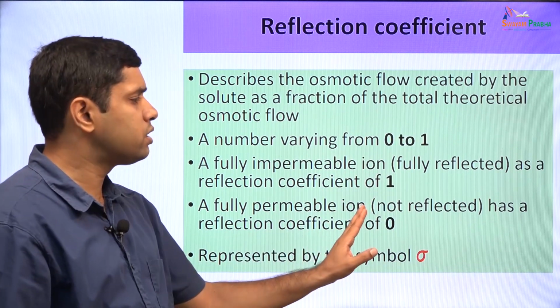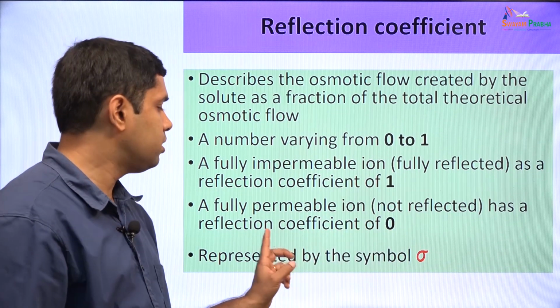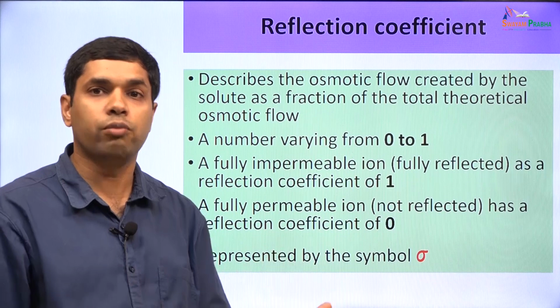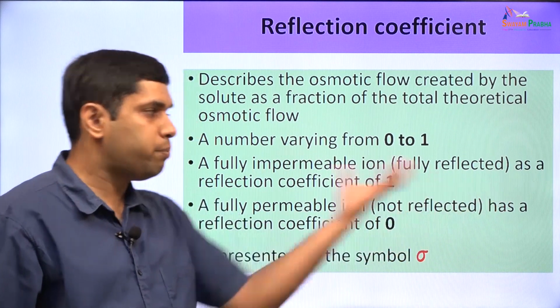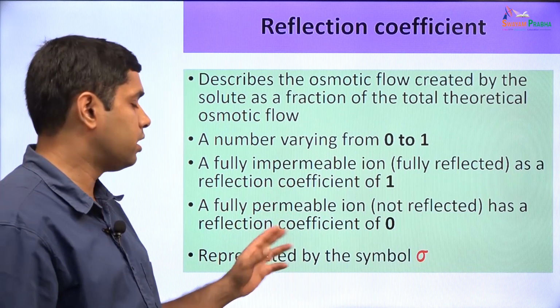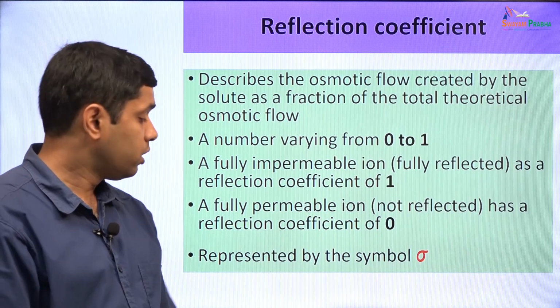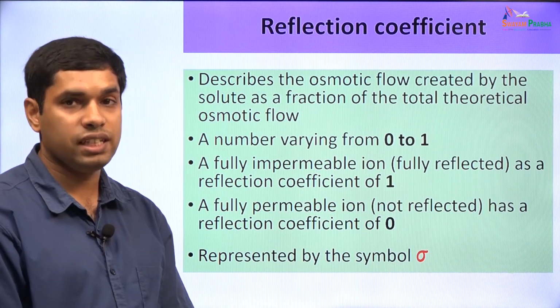If the membrane is absolutely permeable, or fully permeable, then the reflection coefficient will be 0, and the molecule will not have any osmotic effect, because it was in one particular compartment, it was fully permeable, it moved to the other compartment, and therefore there will be no osmotic effect. Now this reflection coefficient is represented by the symbol sigma.